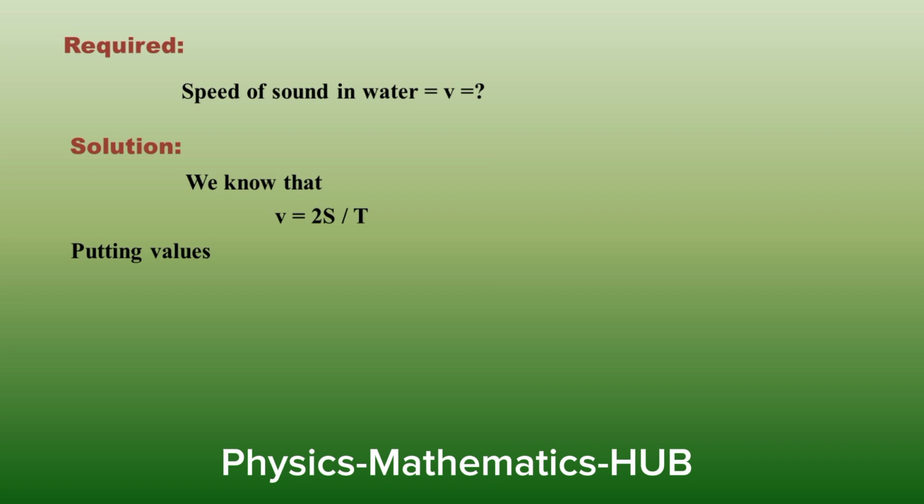Plugging the values in the above formula, we get V is equal to 240 divided by 0.16. Simplifying, we get the speed of sound is equal to 1500 meters per second. In scientific notation, we can write this as 1.5 multiplied by 10 to the power 3 meters per second, or 1.5 kilometers per second.